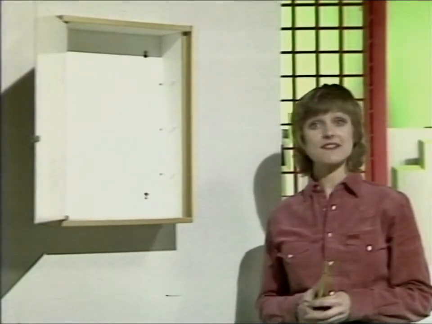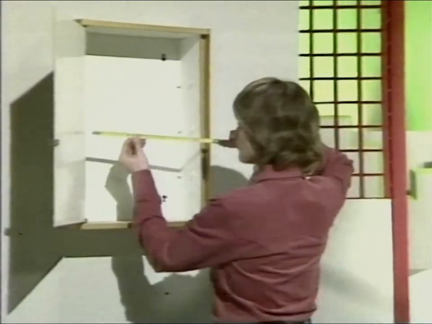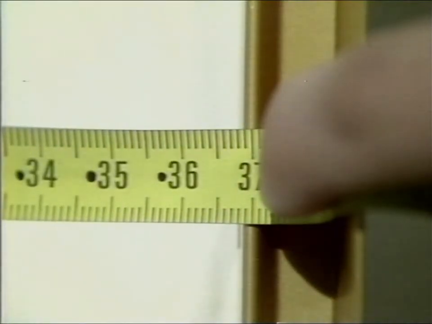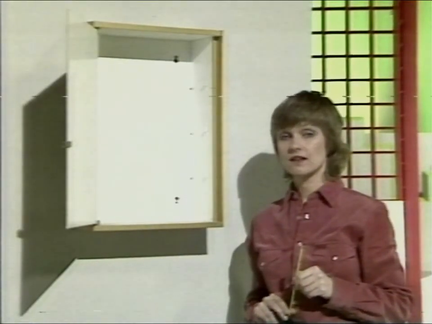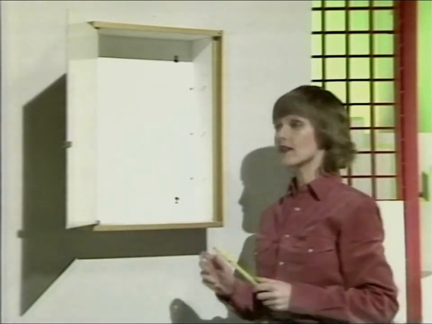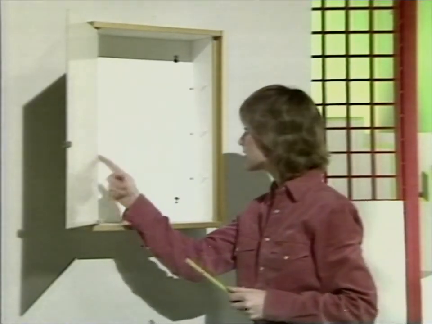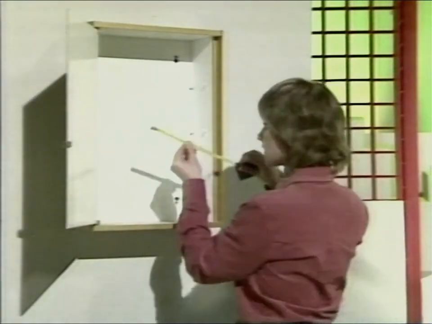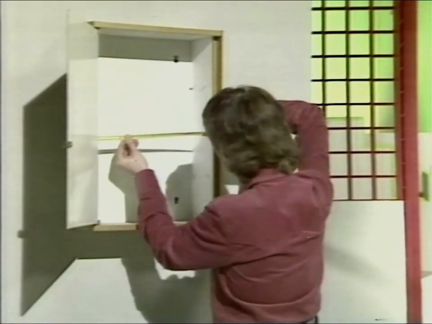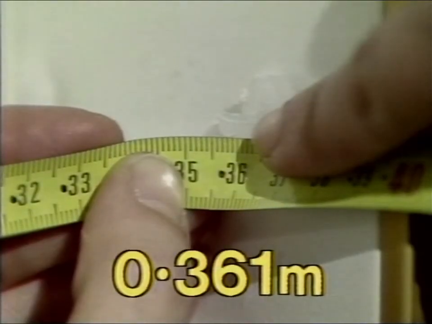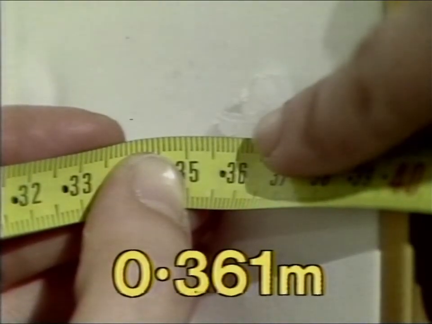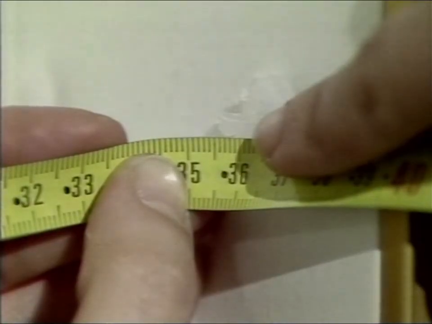Let's measure that shelf space again. That's 0.369. So the shelf mustn't be more than 0.369. And it mustn't be less than the distance from the side of the cabinet to the edge of the bearing. And that is 0.361. How long was the shelf?